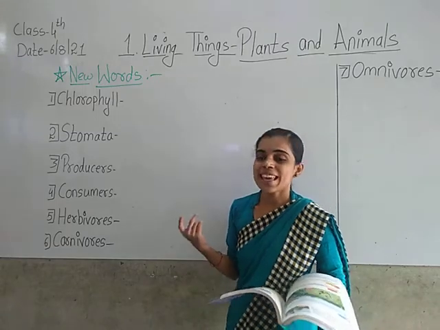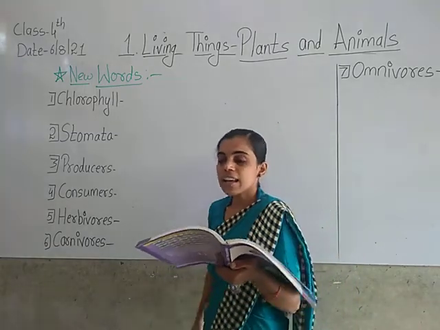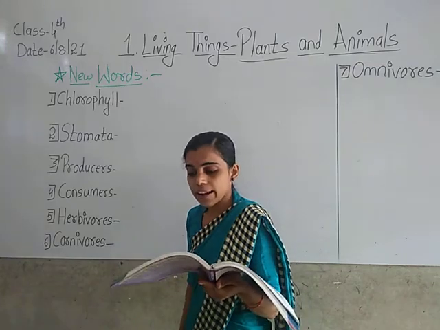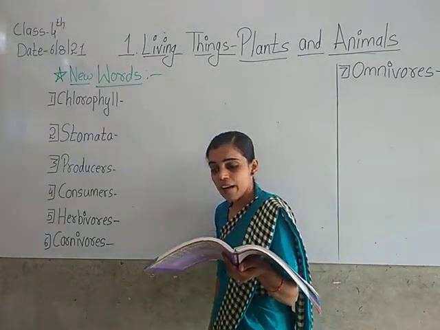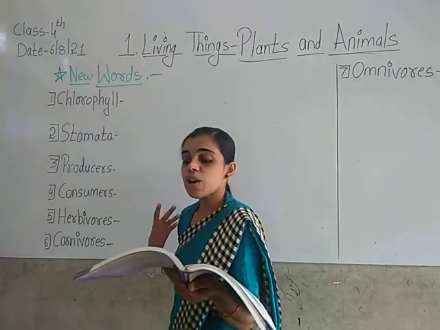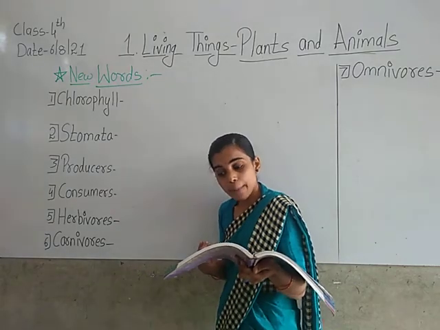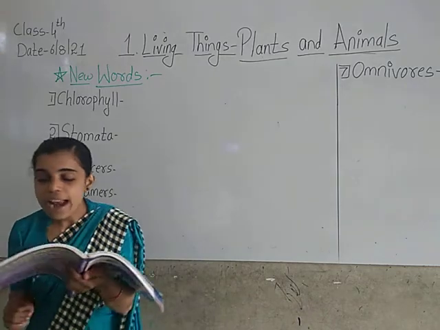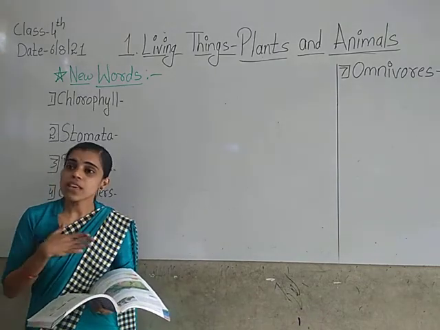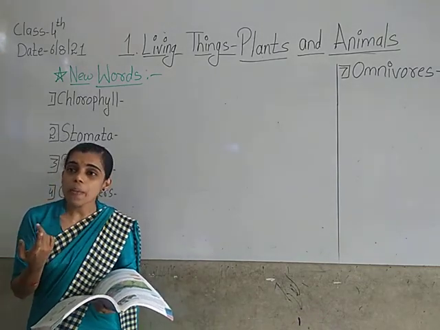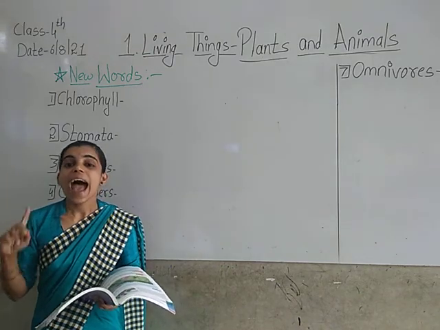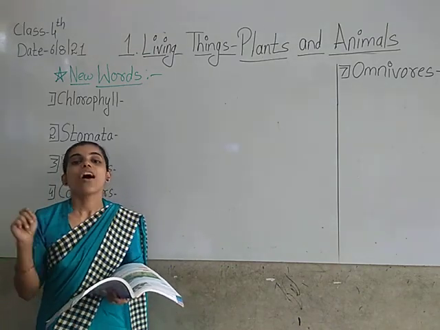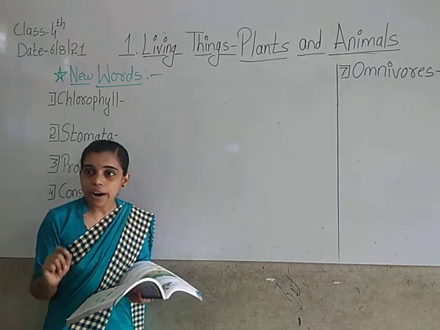birds to breathe. Here on the animal side, second point, animals have different breathing organs. For example, nose and lungs, man and tiger. So we breathe with the help of our nose and lungs, which are inside our body.